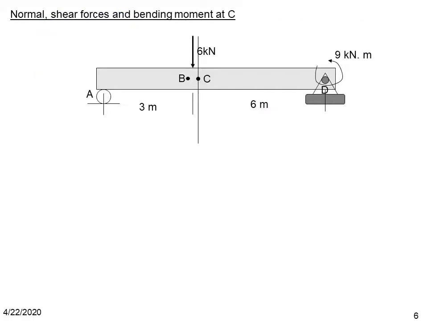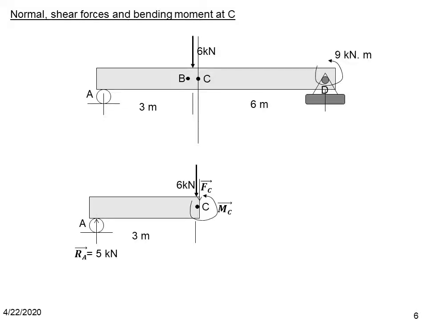Now, what will happen if we cut the beam at C? We are going to find out the bending moment, shear force, and normal force at a different section to the right of the external force 6 kilonewton, which is at C. So we're going to do the same procedure. We cut the beam at C.